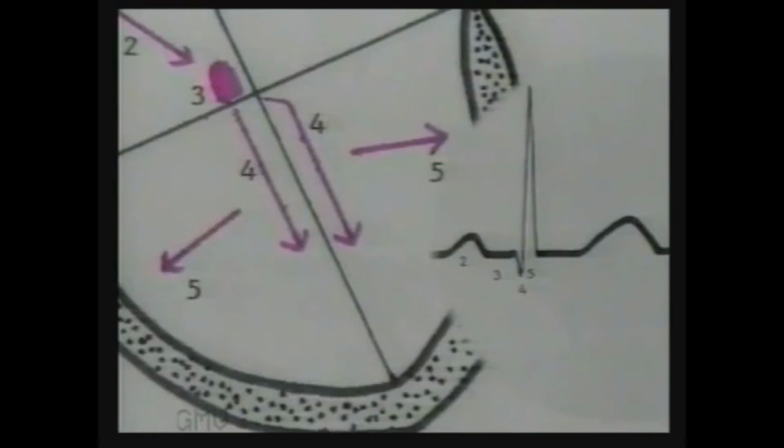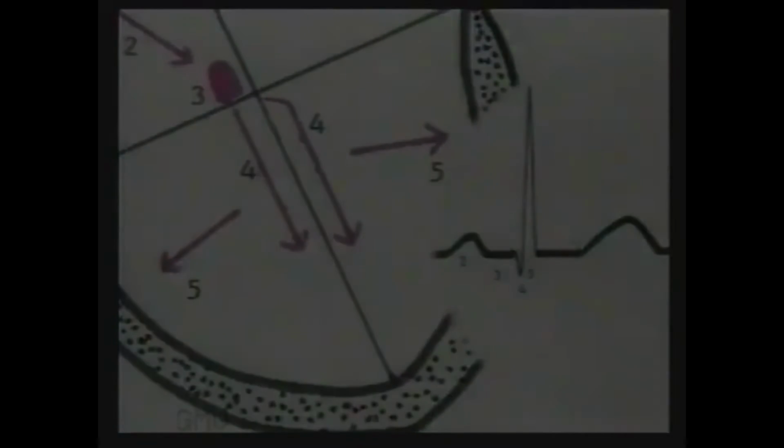The repolarization is much slower than the depolarization, and so the T wave is broader than the QRS complex, but it is in the same direction as the main wave of the QRS complex.